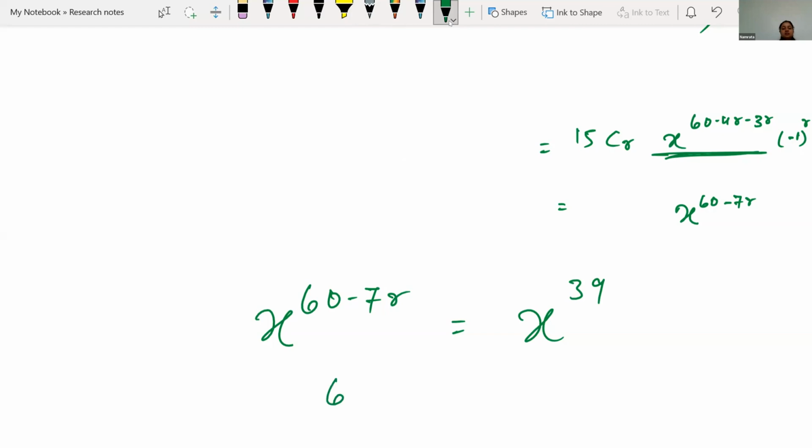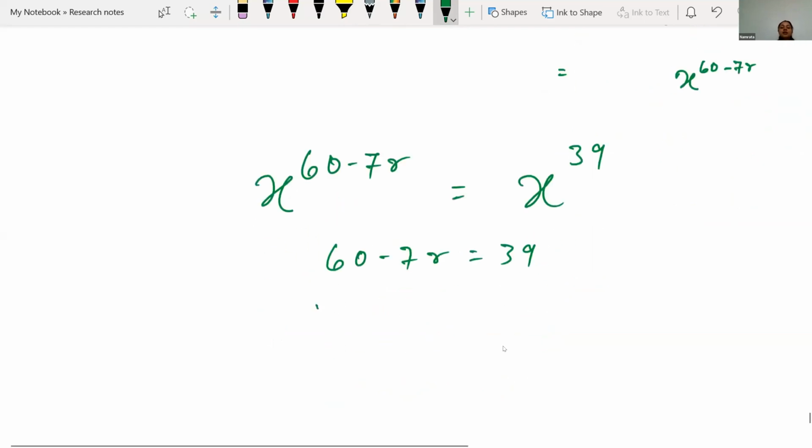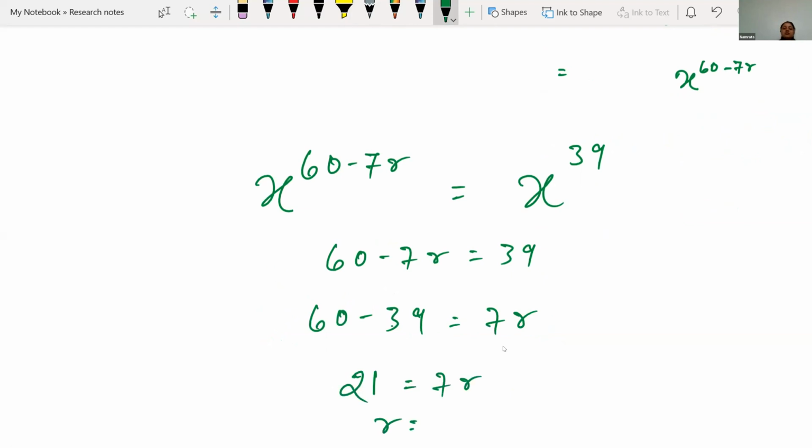Yes, ma'am. So 60 minus 7r is equal to 39. Now from here we will be finding the r value, that is 60 minus 39 is equal to 7r. What we'll be getting from here, 21 is equal to 7r. So r is equal to 3, right?